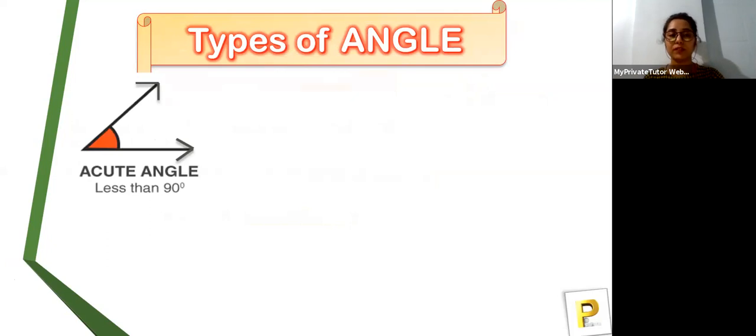Here we have the first angle, that is an acute angle. What is an acute angle? An angle with less than 90 degrees is called an acute angle. That means if it is 85 degrees, is it an acute angle? Yes, it is. If you talk about 40, less than 90 degrees, it can be any angle, it is considered to be an acute angle.